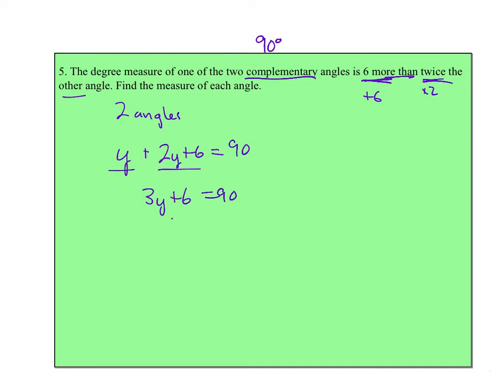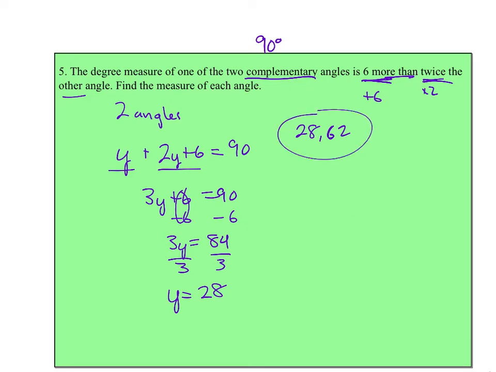Now it just becomes an algebra problem. You're doing some maneuvering, some subtracting and whatnot, that you've done many, many times. So divide by 3, and that will be 28. So one angle is 28. The other angle is going to be 62. Those will be my angles. One is going to be 6 more than twice the other: 28 times 2 is 56, plus 6 is 62, which is what I want.